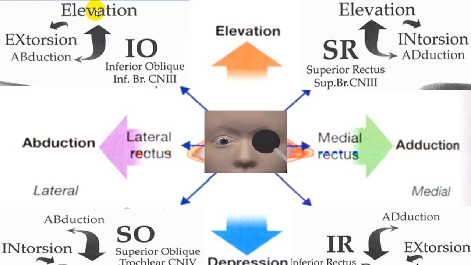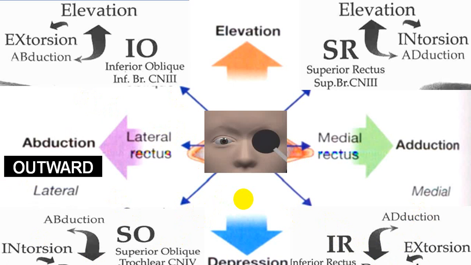Inferior oblique will be doing elevation, extorsion and abduction. Superior rectus will be doing elevation, adduction and intorsion. Medial rectus will be a pure adductor. Lateral rectus will be a pure abductor. Superior oblique will be doing downwards movement, that is depression, outward movement, that is abduction, and intorsion. While inferior rectus will be moving the eye downwards, adduction plus extorsion. So this is a combined view showing you all the actions together of all the different muscles.